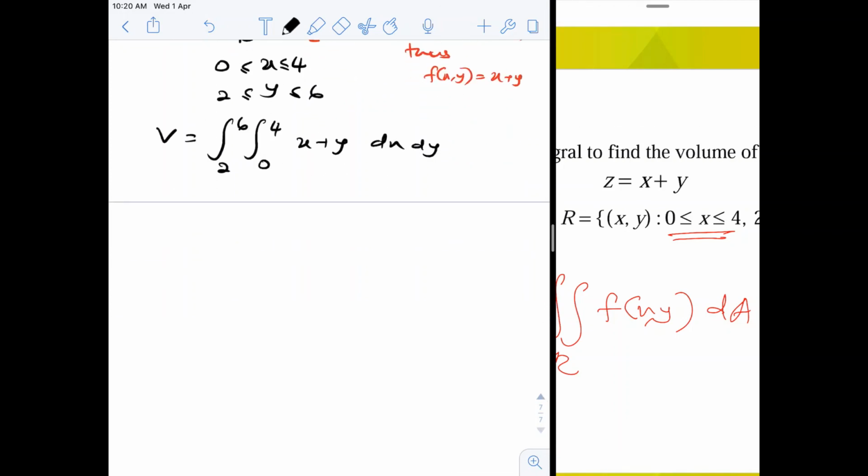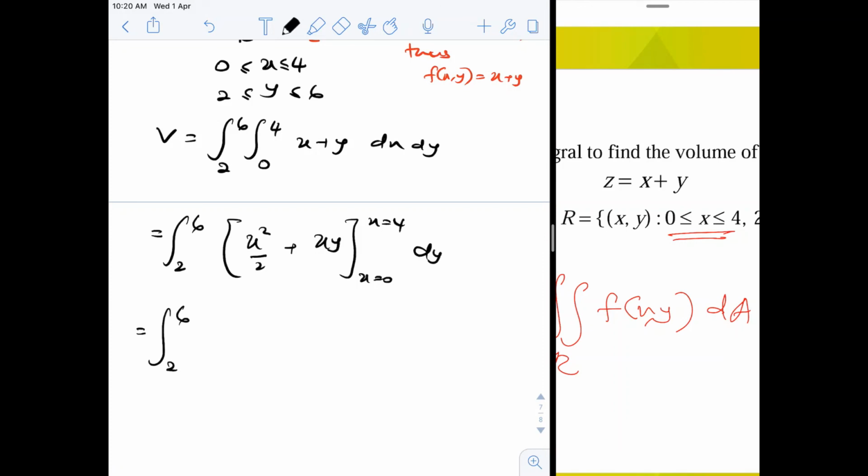Okay, so we can solve this integration from 2 until 6. Integrate x with respect to x, we will get x squared over 2, plus integrate y with respect to x, we get xy. Substitute x equals 0, x equals 4, dy. So now we have from 2 until 6. 4 squared over 2 should be 8. 16 divided by 2 is 8, right? Plus 4 times y, so 4y, minus x equals 0, so 0 plus 0, dy.